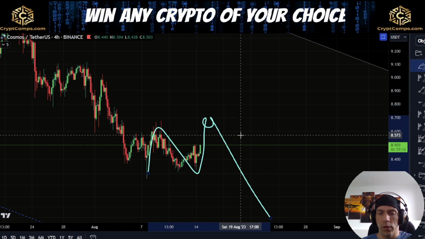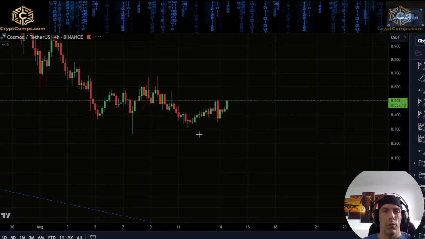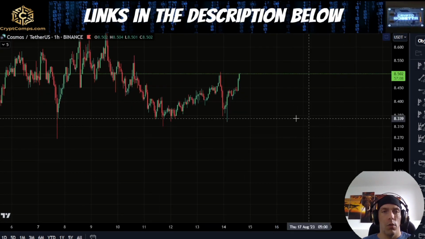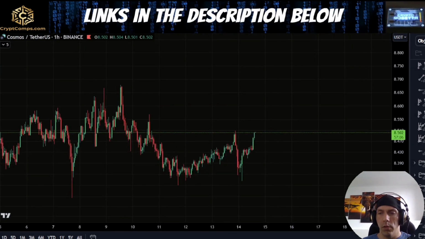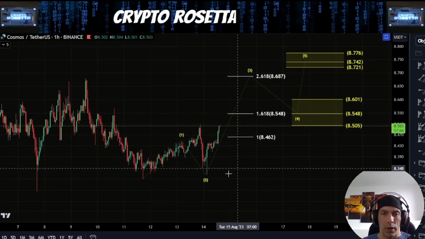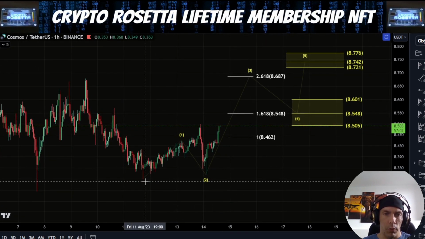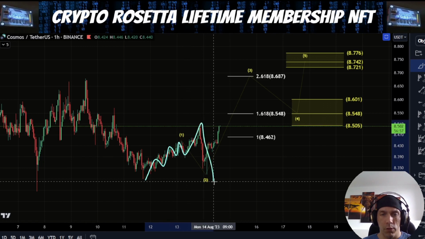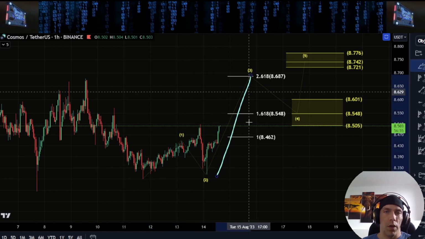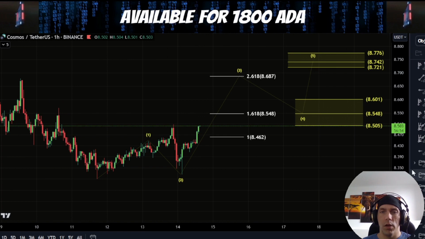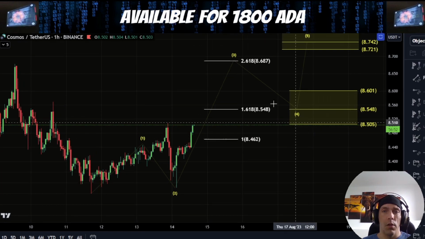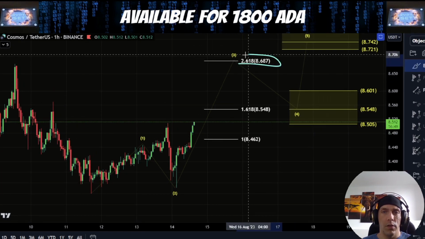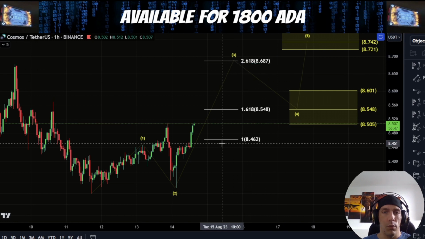Now, it is also possible within this current structure that we've got here, that if we come back down here onto the hourly, what we could also argue is that internally here, we could have something like this playing out, where what we are looking for is that this is actually 1, 2, 3, 4, 5 into here. This is a flat correction, and we're going to see a direct break to the upside. Now, if we're going to see this direct break to the upside here, the area I'm going to be looking out for potentially is this $8.68, which would be the 2.618.